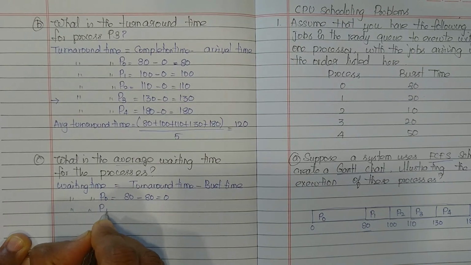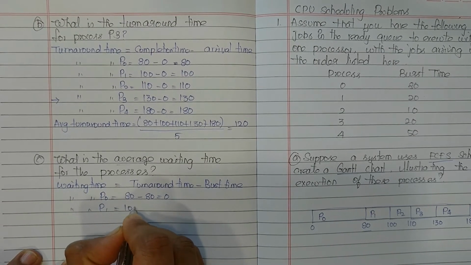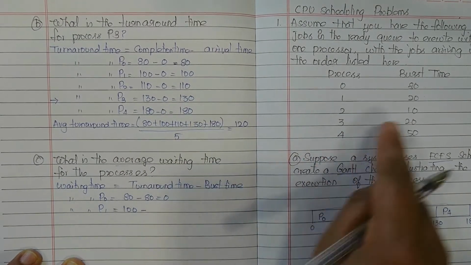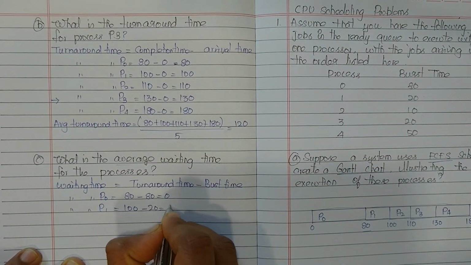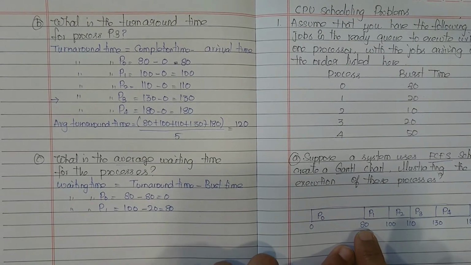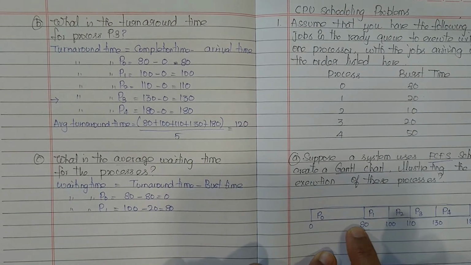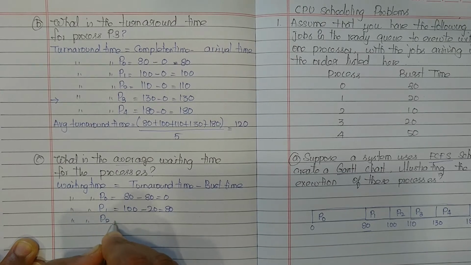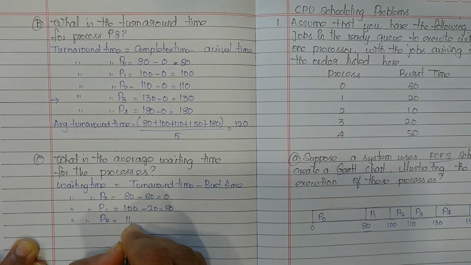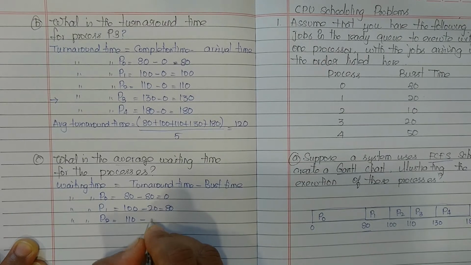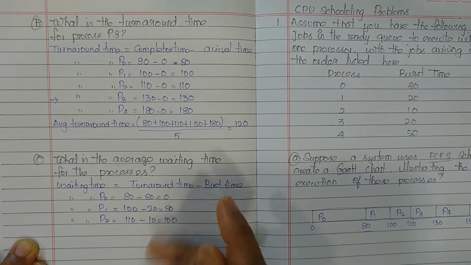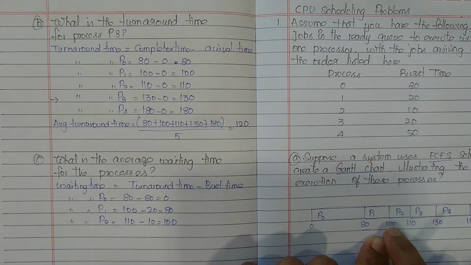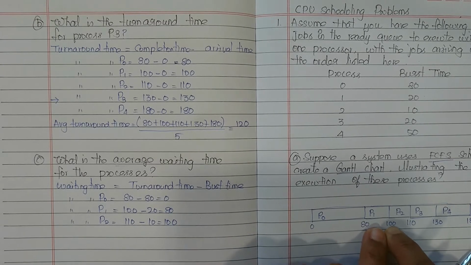Waiting time of P1: turnaround time is 100, burst time is 20, so the difference is 80. You can check from the Gantt chart. P1 waits for 80 milliseconds, then only it starts its execution. Waiting time for P2: turnaround time 110 minus burst time 10, so that means 100. P2 starts execution at the 100th millisecond. So it waits and waits until 100 milliseconds.